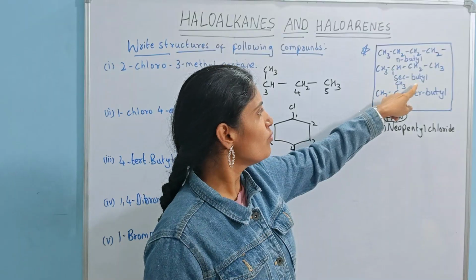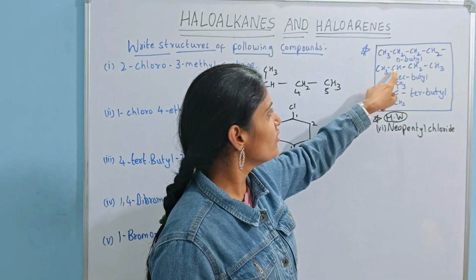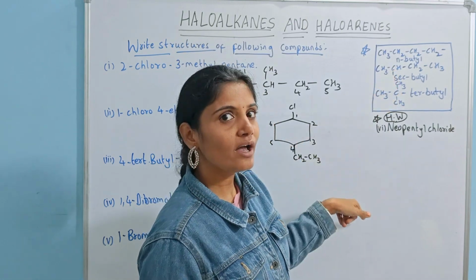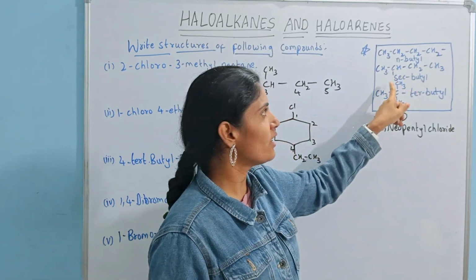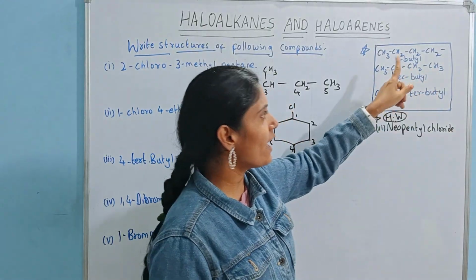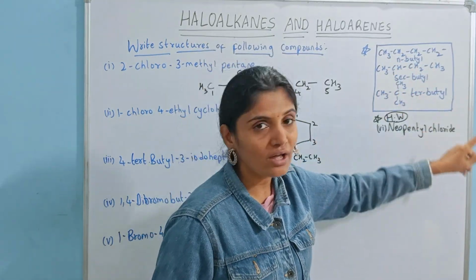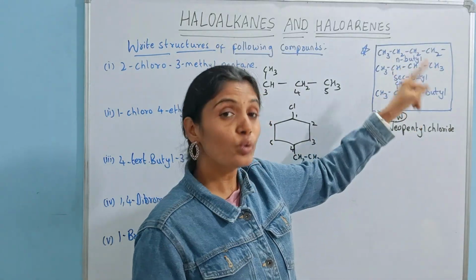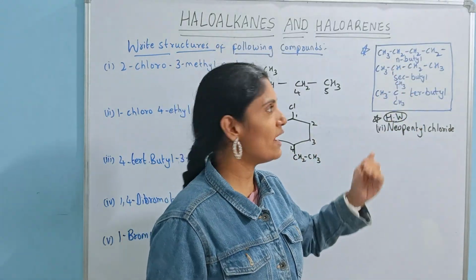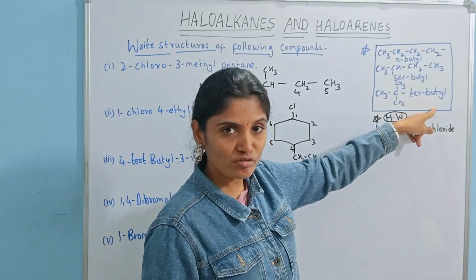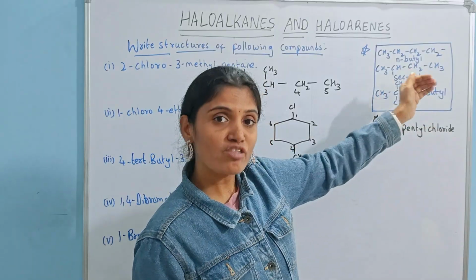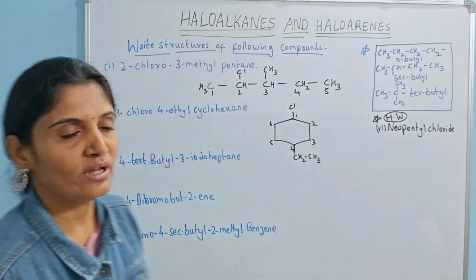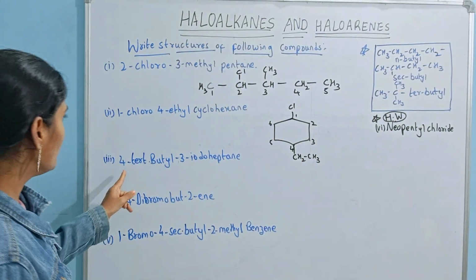Now when you come to secondary butyl, here this is my secondary carbon. I am attaching this through the secondary carbon, and this chain has 4 carbons, so it is secondary butyl. Here I am attaching through the tertiary carbon. Here I am attaching through the secondary carbon. Whenever the attachment is to tertiary carbon, I wrote it as tertiary butyl. Whenever the attachment is through secondary carbon, I have written it as secondary butyl. Now let me write it accordingly.